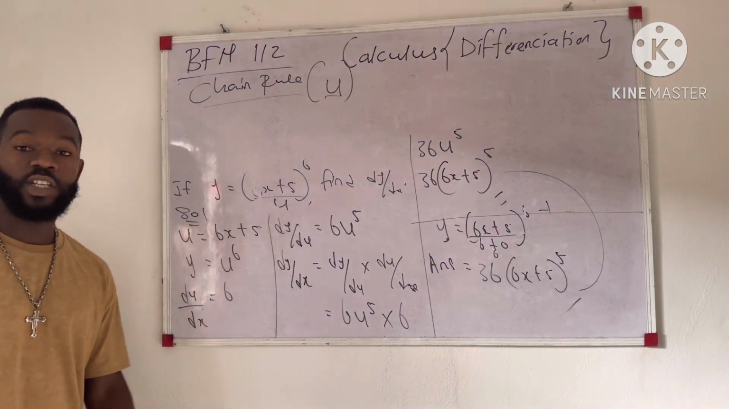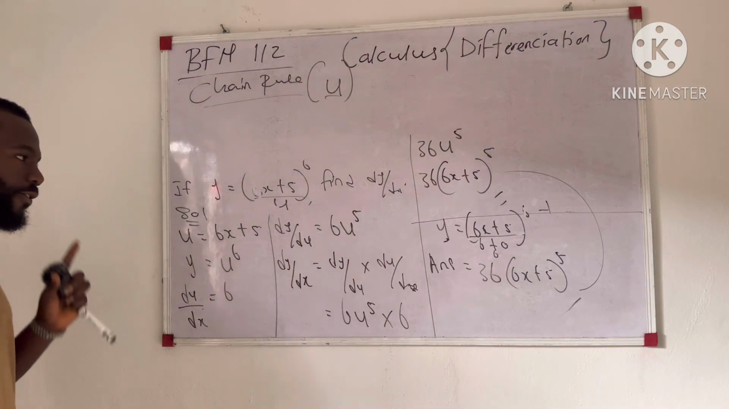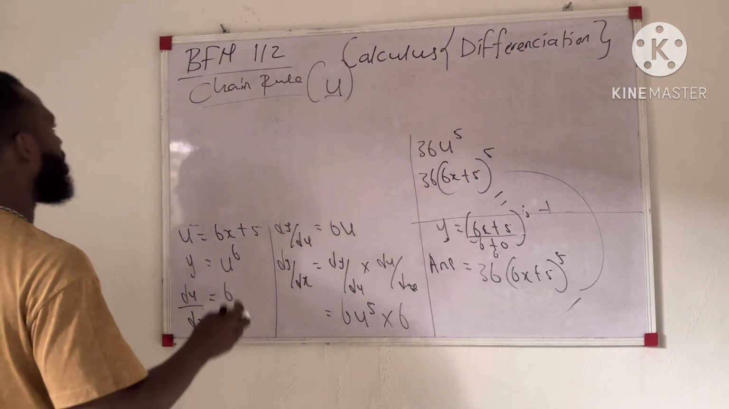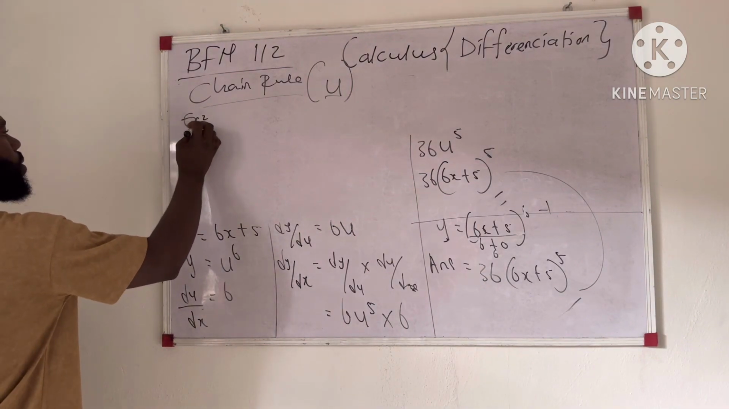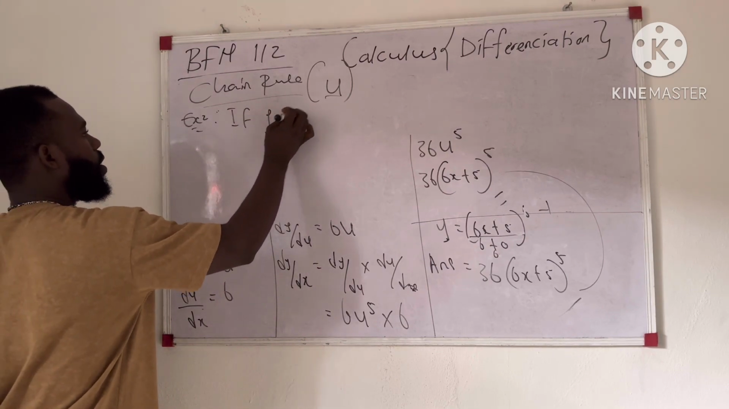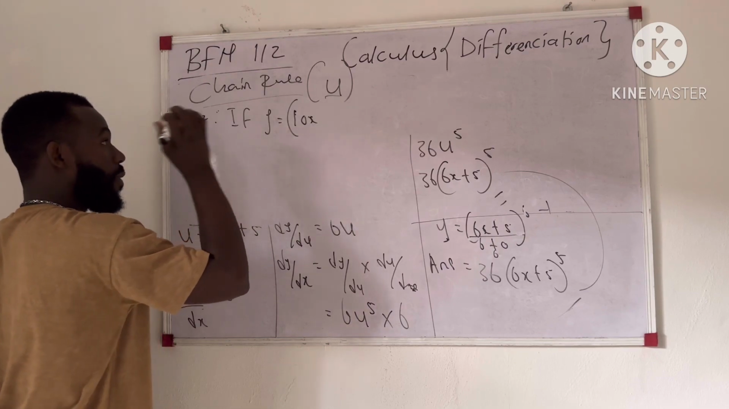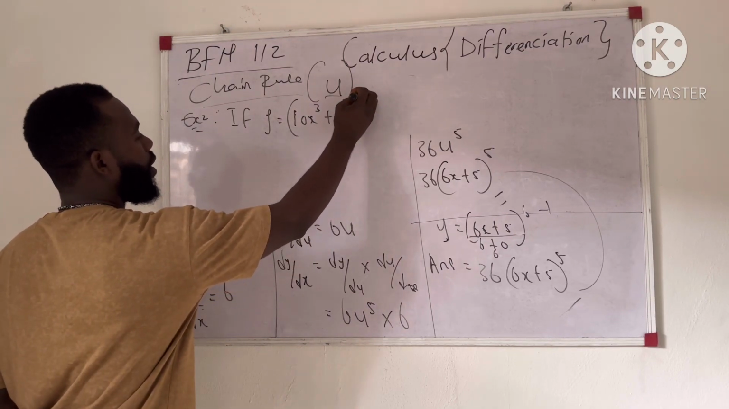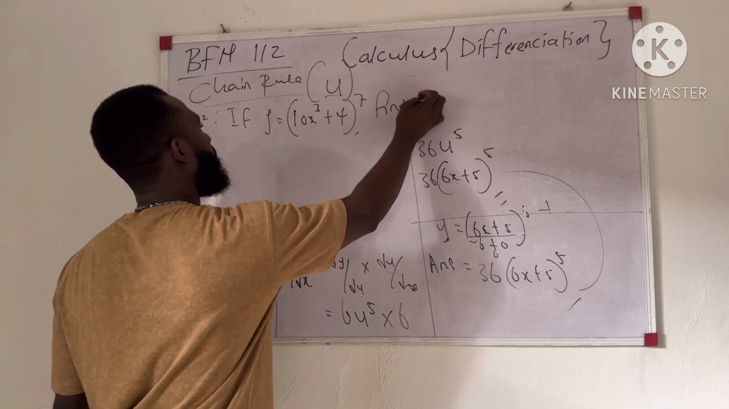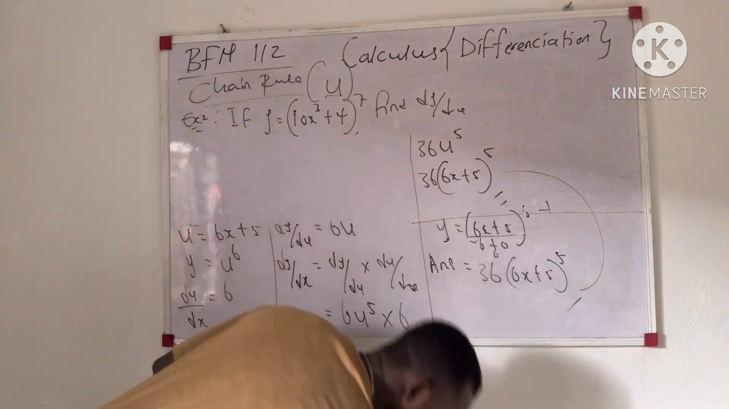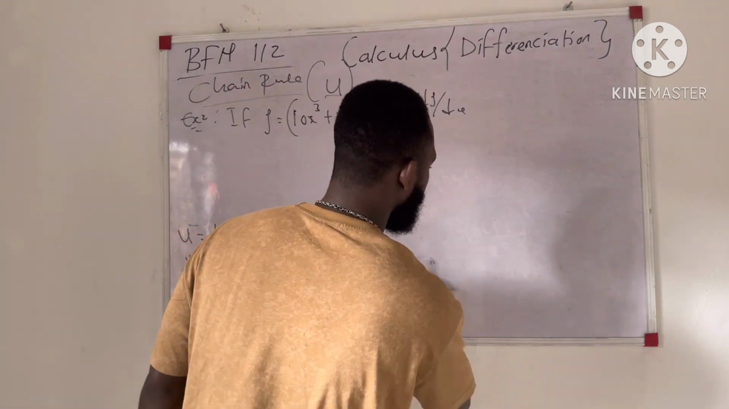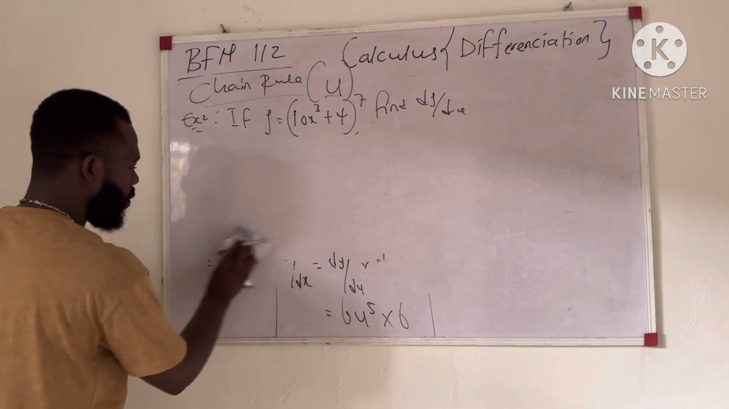Let's go. Like I said, we are going to be solving two questions just to make things easier for us to understand. All right, 2 questions. Okay, example number 2. Example number 2 says if y is equal to 10x raised to the power 3 plus 4, all raised to the power of 7, find dy over dx. Find dy over dx.